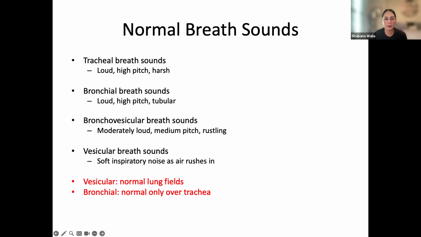It shouldn't be too turbulent. That's concerning for obviously stridor or some sort of really narrowing of the airway, but it's going to be normal over the trachea. If you hear that loud, high-pitched sound over the vesicular lung fields, that's abnormal.